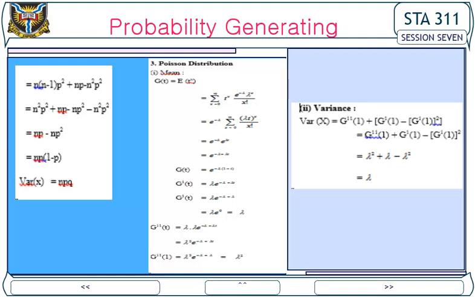3. Poisson distribution. 1. Mean: G(t) is equal to. 2. Variance is equal to lambda squared plus lambda minus lambda squared, which is equal to lambda.